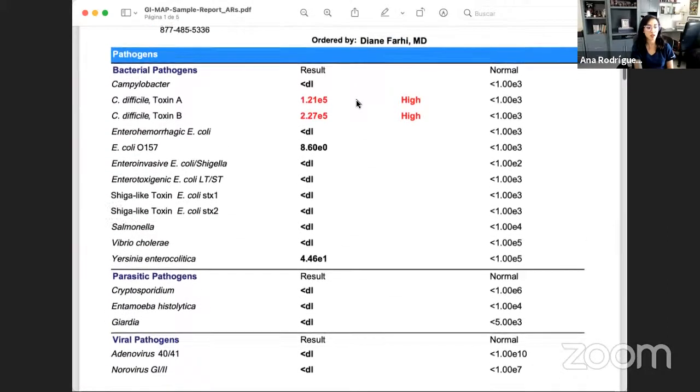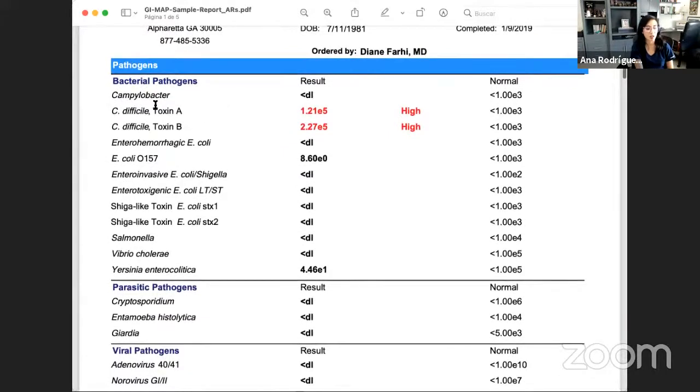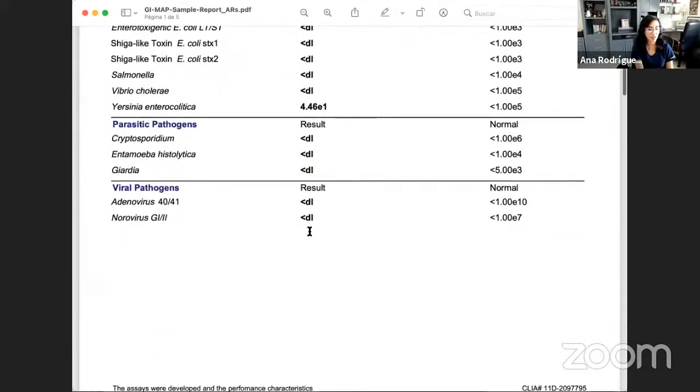But it will tell you exactly what is going on and what is present in your GI tract. So I find that this information is very, very useful if we are suspicious about Clostridium difficile, toxin A or toxin B, or either type of pathogens present here.